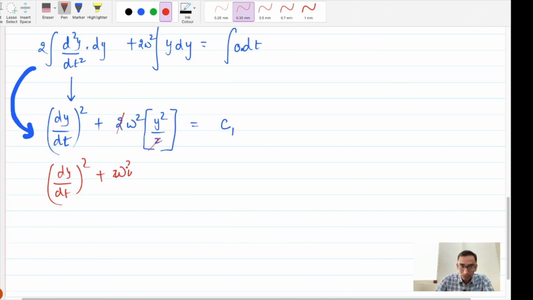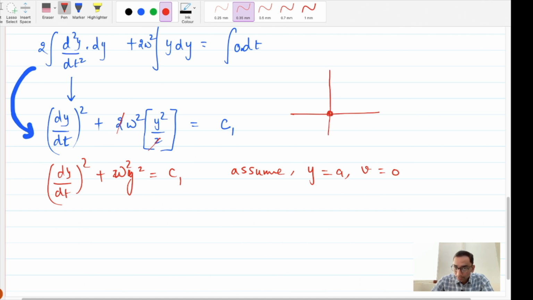All right. So, now our equation finally is (dy/dt) whole square plus omega square y square, this 2 gets cancelled, that is equal to C1. Now, basically this is velocity square. So, what am I going to assume? I am going to assume that when y is a, velocity is 0. Why? Because when the particle starts from the mean position and reaches the extreme position on one side, the displacement is maximum, that is equal to the amplitude, and over here the velocity is 0.